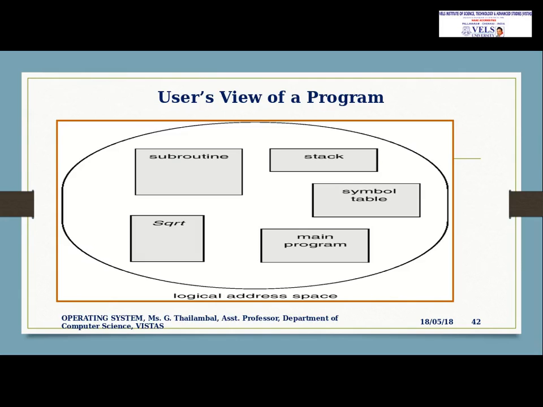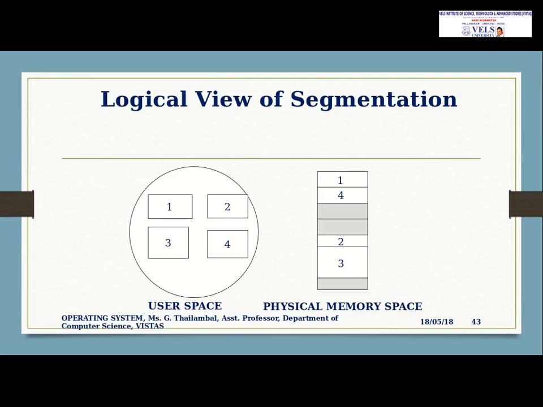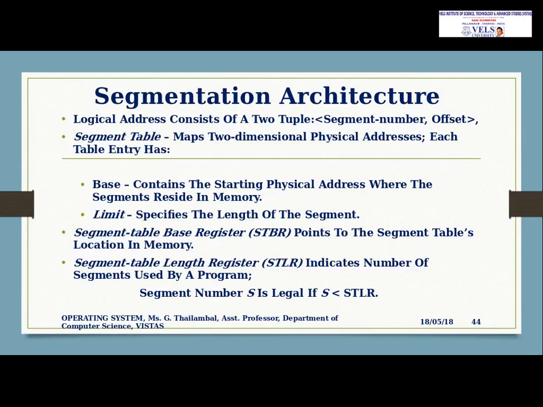So this is the logical address space. It is stored as segments here: square root, subroutine, stack, symbol table and main program. And logically it will have some frame number or physical address 1, 2, 3, 4 like that. That 1 will be stored in a physical memory space in some place, and 2 will be stored in a physical memory space in some other place. So I need a table for this, and this table is called a segment table. Like the page table, it is also going to have a segment base and segment limit.